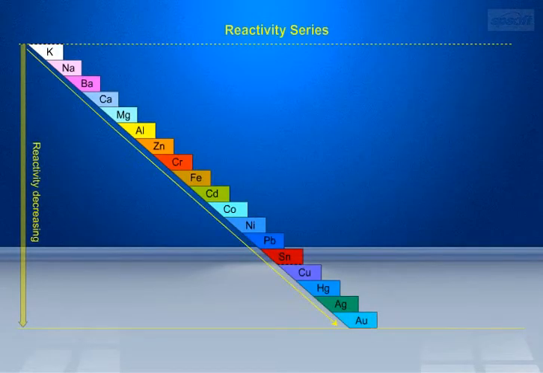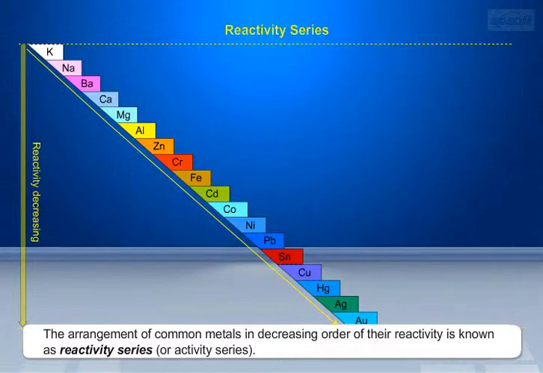Now, we will learn reactivity series of metals. The arrangement of common metals, in decreasing order of their reactivity, is known as reactivity series, or activity series.